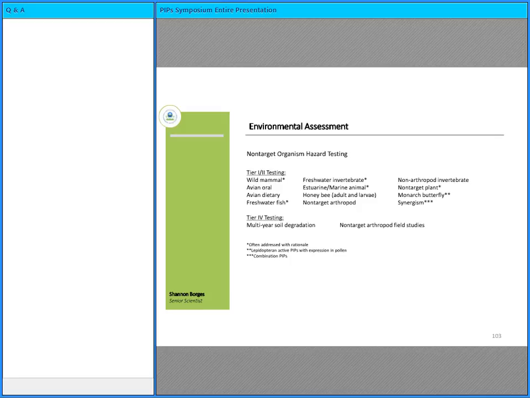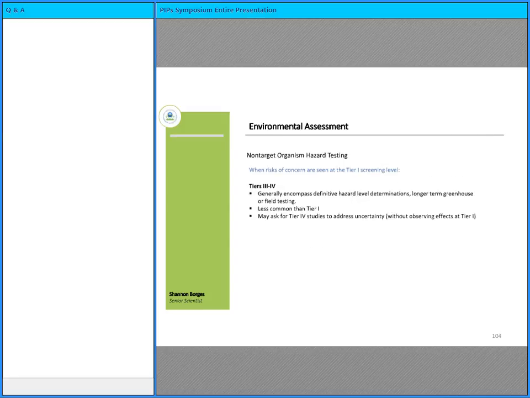And this also lists the Tier 4 tests that we have previously required for certain PIP registrations that we currently have not been asking for because the level of uncertainty that we have from lower tier testing is pretty low.